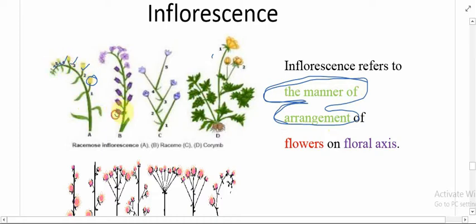Now you see in this, 1 2 3, they are opposite. Now one is at this side and another one is at another side. So look, all these four have different manner of arrangement. This arrangement is totally different from this one. This arrangement is totally different from this one. All of them are different.